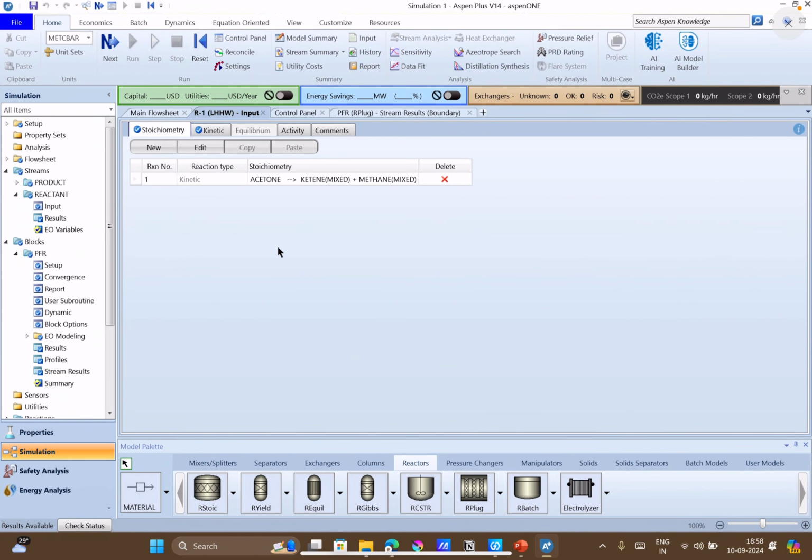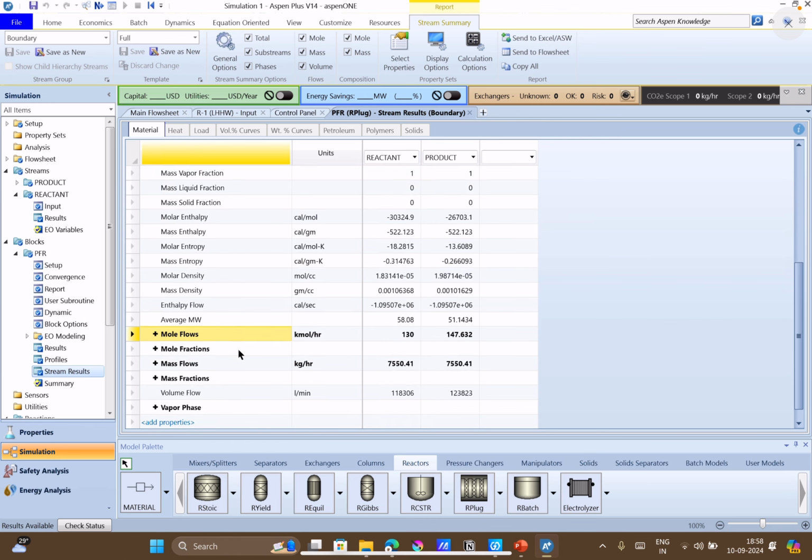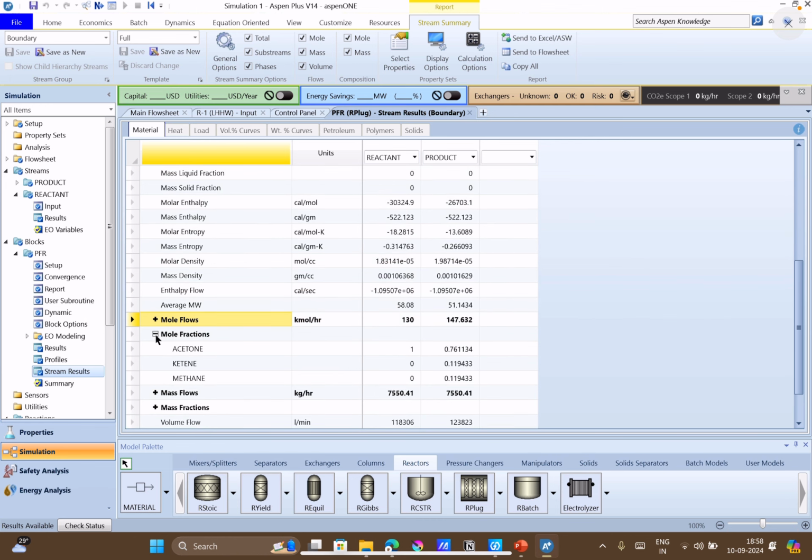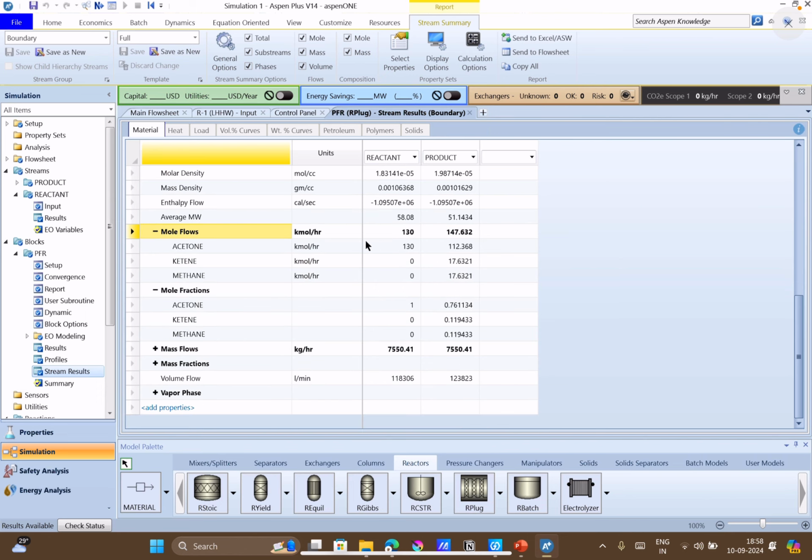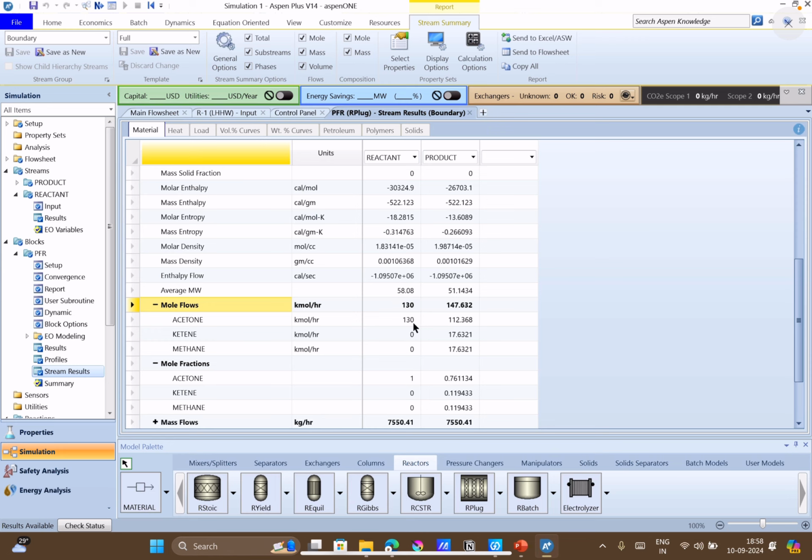Okay, so results are available here. So go to the PFR block and the stream results. Now let's check the mole fractions. Yeah. So we observe the conversion of acetone being converted to ketene and methane. Okay. Now a very small amount of acetone has been converted. If I look at the moles, we had a 130 kilomole per hour flow rate of acetone, and in the product stream around 112 kilomoles per hour of acetone is present.